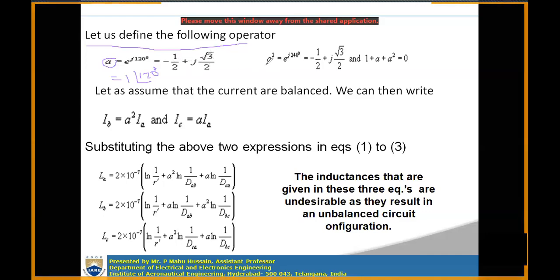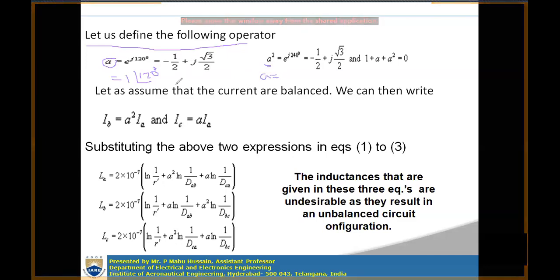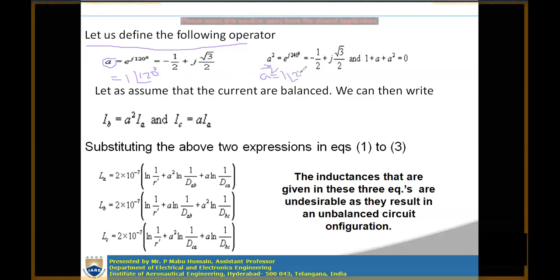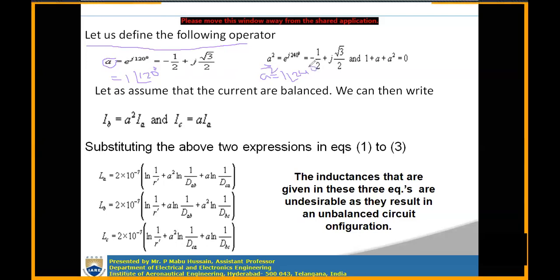Now what about A square? A square is nothing but A into A. A is 1 at an angle 120 degrees. So then A square will be 1 at an angle 240 degrees. So 1 at an angle 240 degrees can be written as e power j 240 degrees, which is equal to minus 1 by 2. Here you will get a minus sign, minus j root 3 by 2.